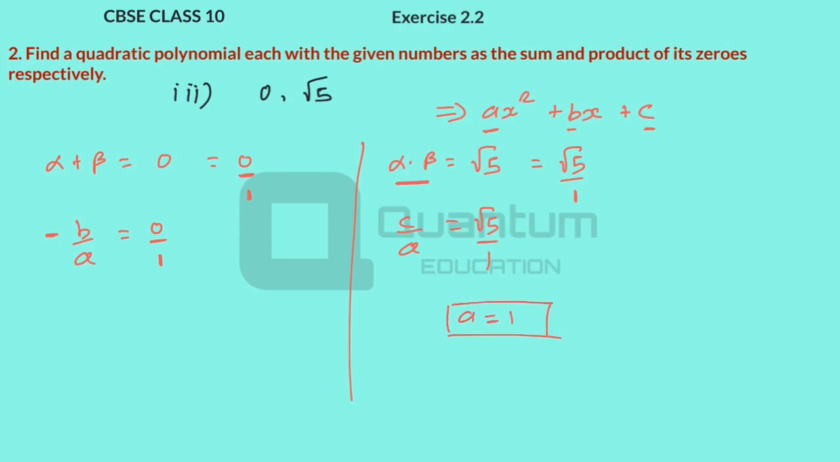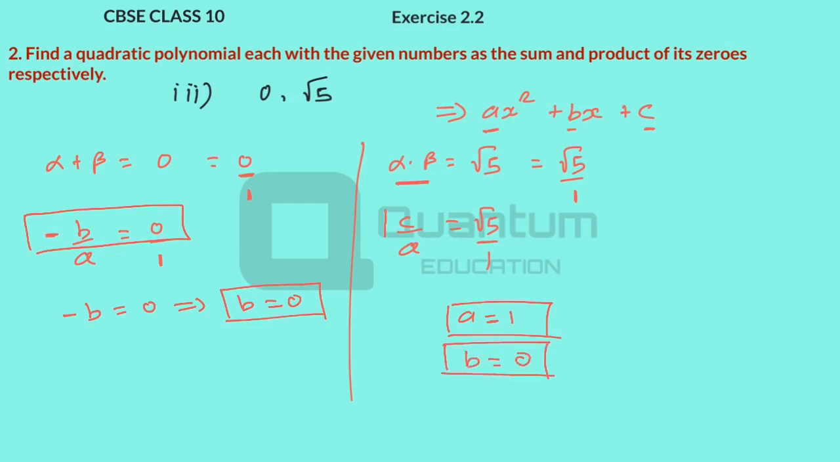Similarly, minus b is equal to 0. Minus b is equal to 0. So b equals 0 also. The value of b is 0. Now c equals root 5.